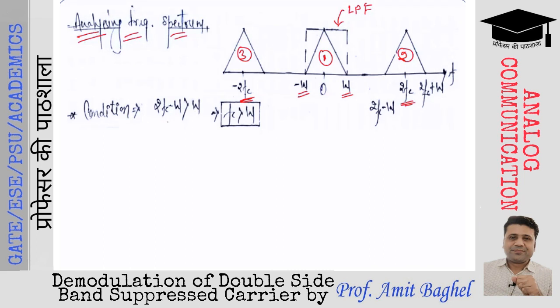The condition that should be satisfied for the non-overlapping case is 2fc minus W must be greater than W. So 2fc minus W must be greater than W. Hence, it says 2fc greater than 2W, or fc greater than W.